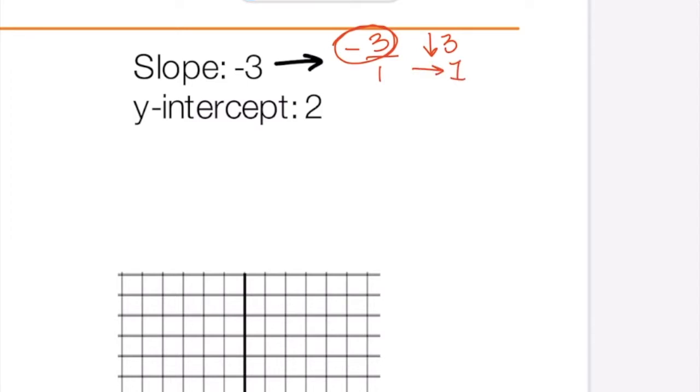So let's write our equation. Y is equal to mx plus b. Our m value is negative 3. X plus b, our b value is 2, so negative 3x plus 2.